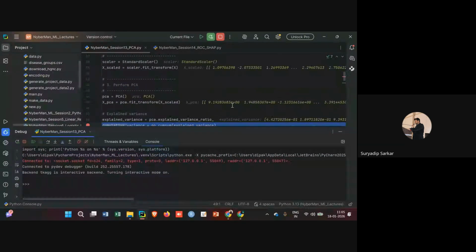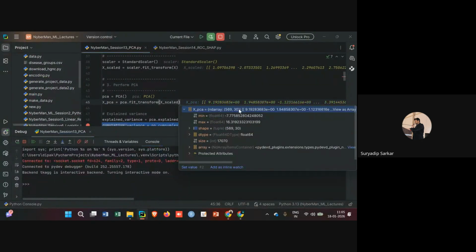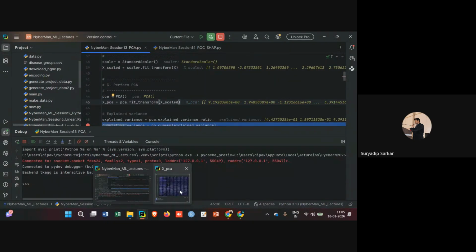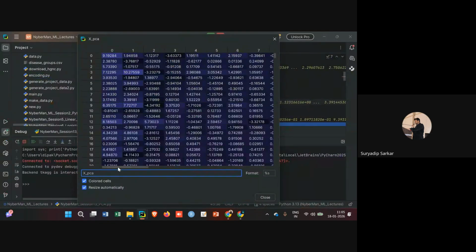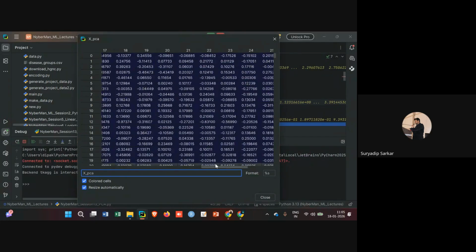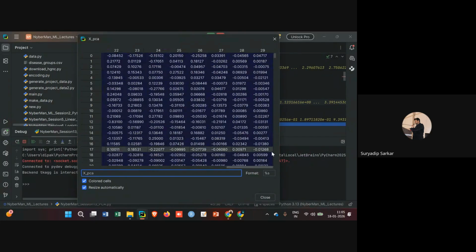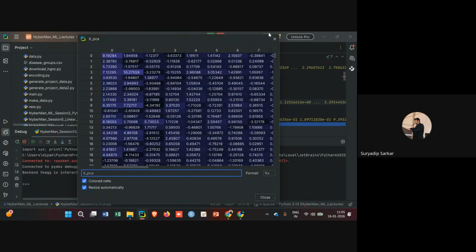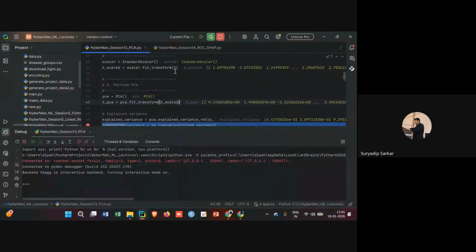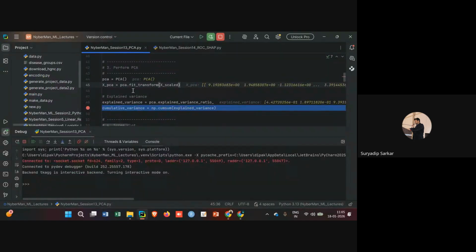Here you can see that PCA has happened. We have 30 features only, but now these are your principal components. As I said, you started with 30 features in the data set, so you will have 30 principal components as well. It is just that the first few principal components are going to be the most important ones. This is what I wanted to show you guys.